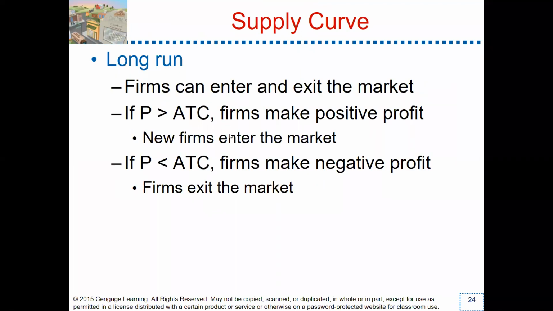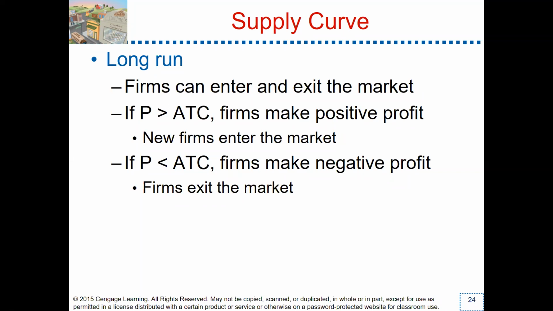In the long run, if the firms find out that the price is higher than the average total cost, this is a big sign for the firms that they can make a positive profit, so they will start to enter the market. If the price is less than average total cost, the firms make a negative profit, and this is a negative sign for the firms. They will leave the market. So this is in the long run, but in the short run, the number of firms is fixed. Nobody can affect that in the short run.